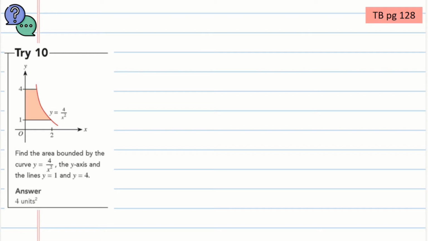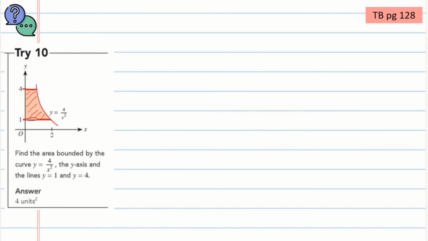So in try 10, we want to find the area bounded by the curve y equals 4 over x squared, the y-axis, the line y equals 1, which is this line here, and the line y equals 4, which is this horizontal line here. This diagram very nicely shades and indicates that this is the area that we want to find.